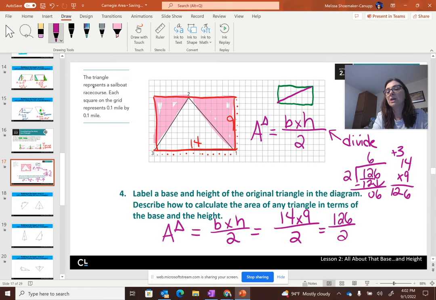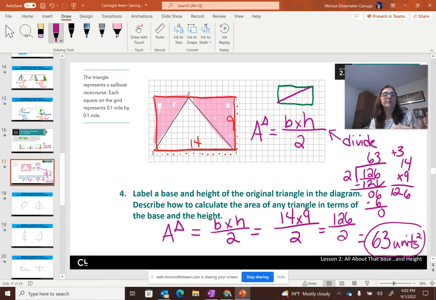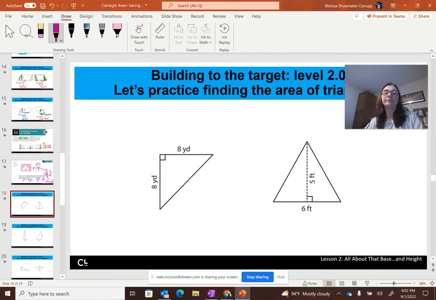Bring down the 6. 2 goes into 6 3 times. So I know the answer to this is 63. Don't have feet or anything, so I'm just going to put units squared so that I can be very precise. Okay, pause this if you need to get all that down. I'm going to move on and start some more examples.